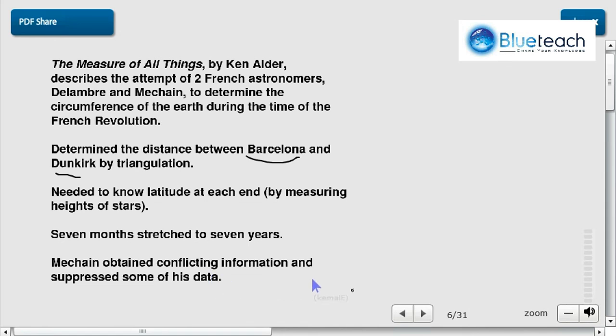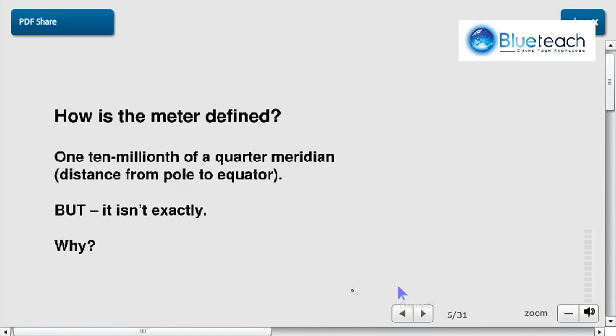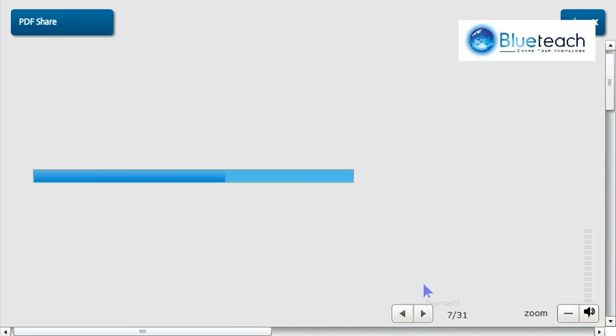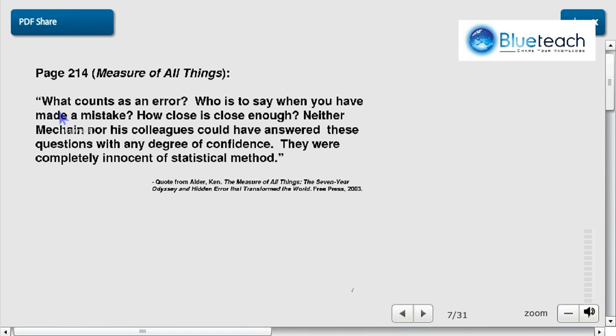So essentially, this shows us that when you start with a very simple and elegant definition, let's define the meter as 1/10 of a million of a quarter meridian, you end up with errors. What counts as an error? Who is to say when you have made a mistake? How close is close enough? So, in other words, it's all relative.